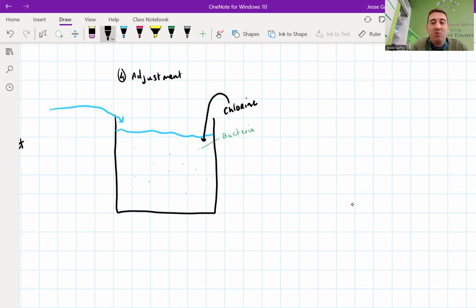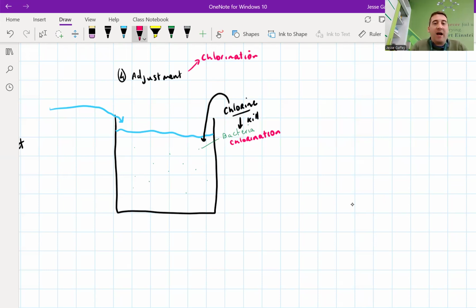You can't really add too much chlorine to drinking water, because it'll change the taste of the water and it makes it a little bit toxic. So the chlorine will kill bacteria, right? So that's why chlorine is added. So this is known as chlorination. So chlorination of water is in order to kill bacteria. So that's one of the things that happens in adjustment, chlorination.